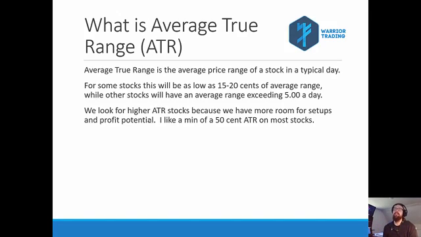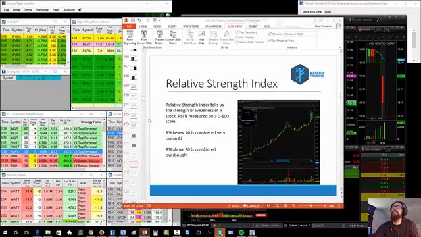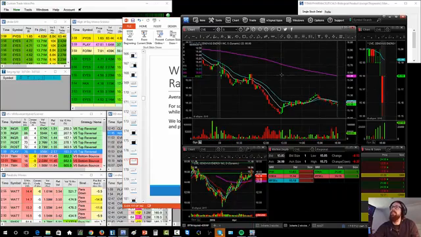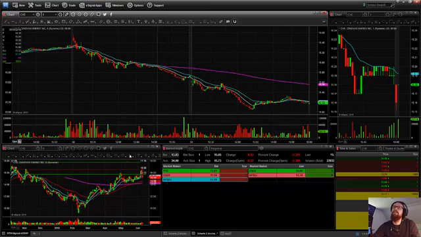So some stocks, their average price range might only be 10 or 15 cents a day, whereas other stocks have an average price range of $5 or more a day. So let's take a peek at that. I'm going to go and full screen this chart here.